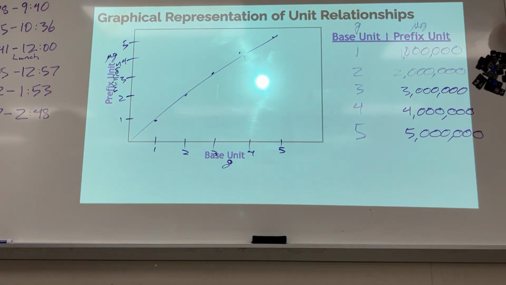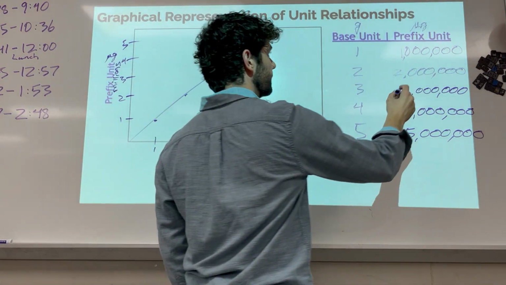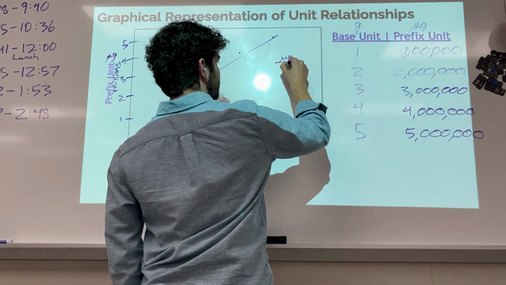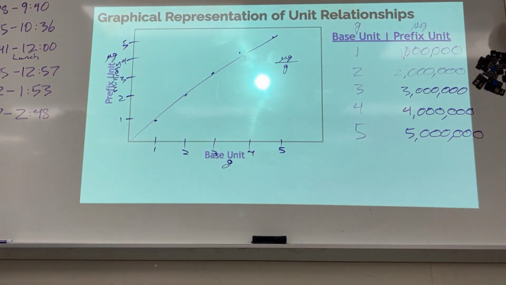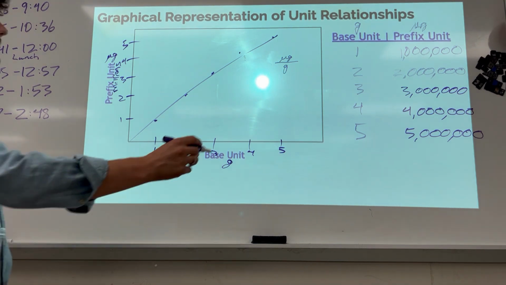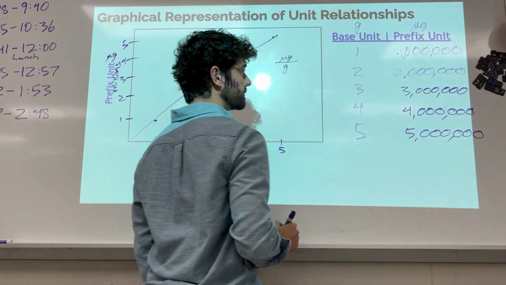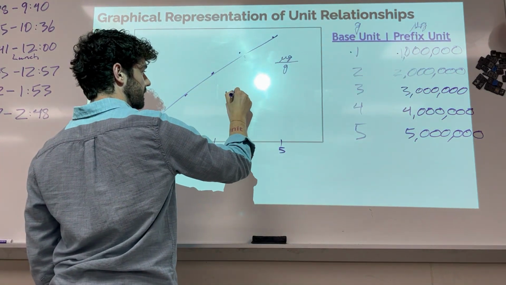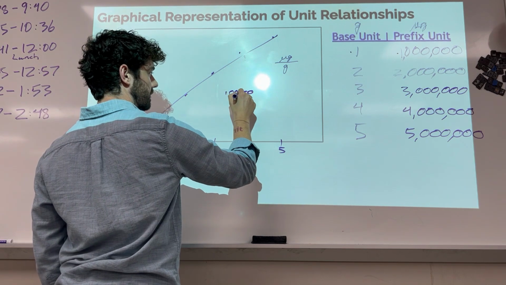Question. Let's say I take my micrograms and I divide it by the number of grams that is equal to that. So let's say I have 1,000,000 micrograms. I'm going to take this value and divide it by this value. What do I get? 1 million.